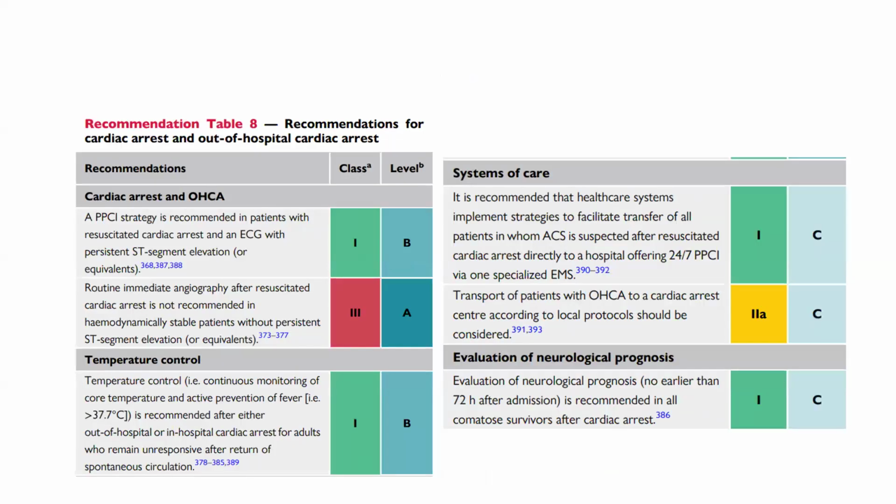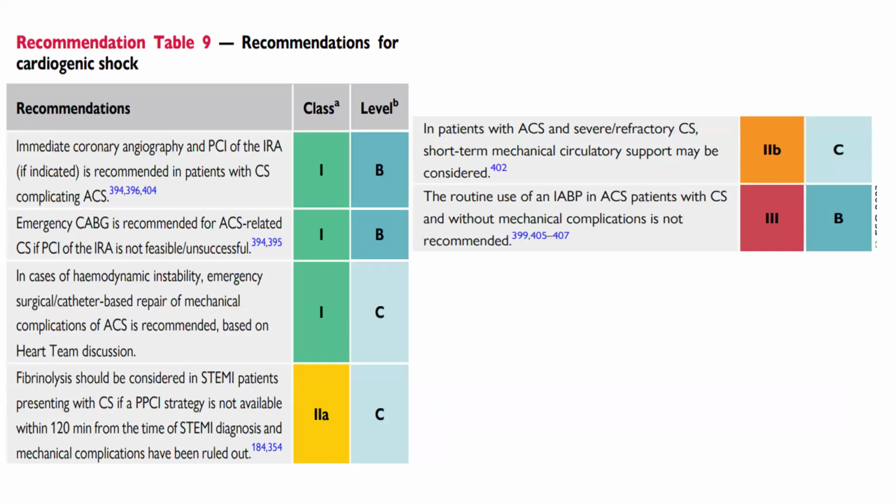And in cardiac arrest, we mentioned that a primary PCI strategy is recommended in patients who have resuscitated cardiac arrest and an ECG showing persistent ST elevations. For those showing no persistent ST elevation and hemodynamically stable, it is not recommended. We spoke about temperature control earlier. Systems of care and neurological prognosis have also been mentioned earlier.